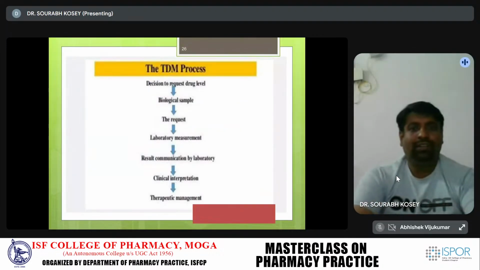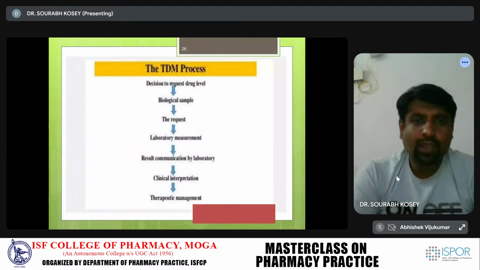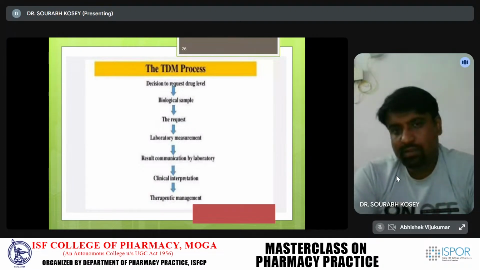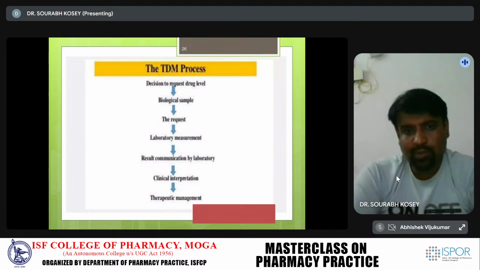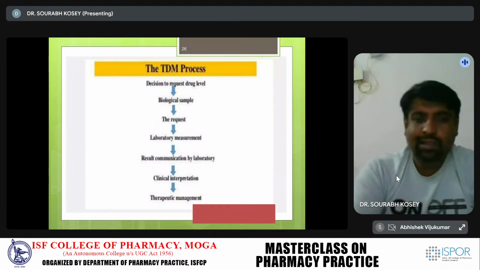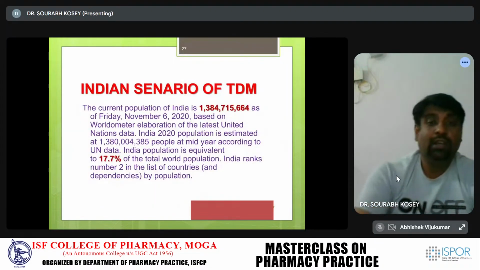So in this whole TDM process, a decision to check the level, the biological sample with the laboratory, confirmation and communication of the results, and clinical interpretation lead to therapeutic management.